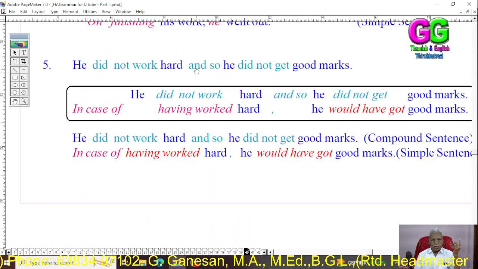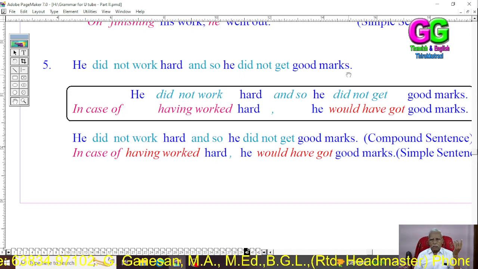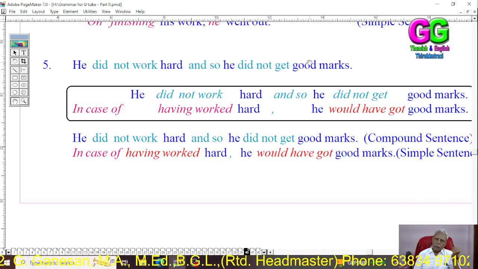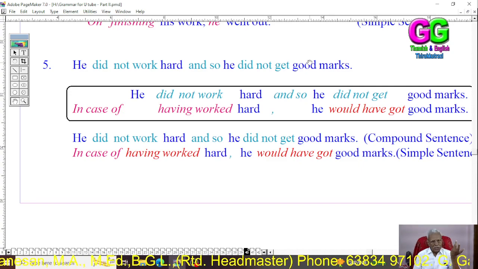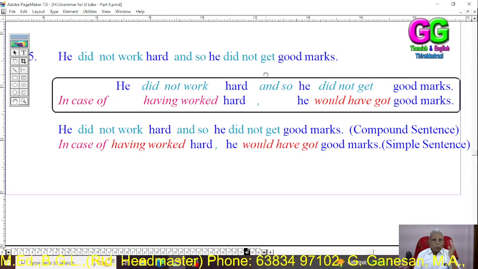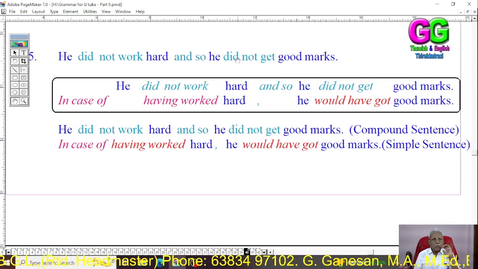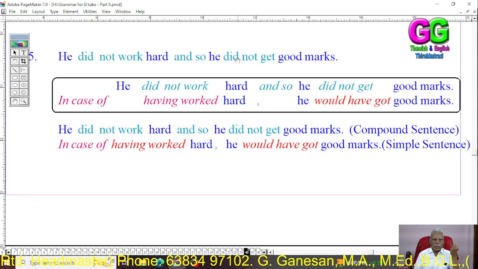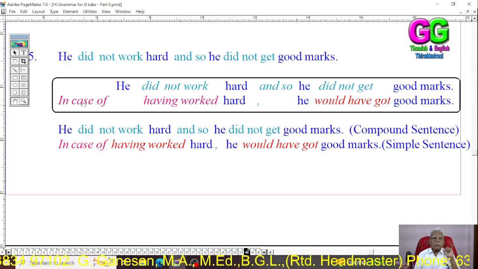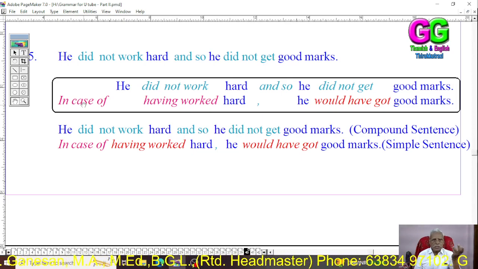He did not work hard, and so he did not get good marks. On the event of working hard, he would have got good marks. I am going to change it like that. See, I am going to change it into a compound sentence. I mean, this is the negative phrase. Here use "in case of". In this sentence, use it because I am going to convert it into a phrase and complex clause.